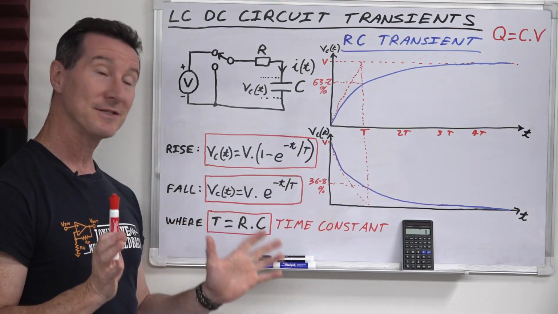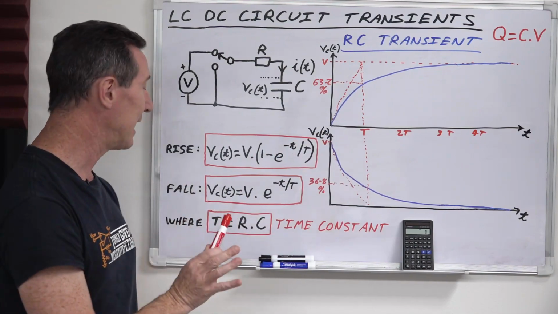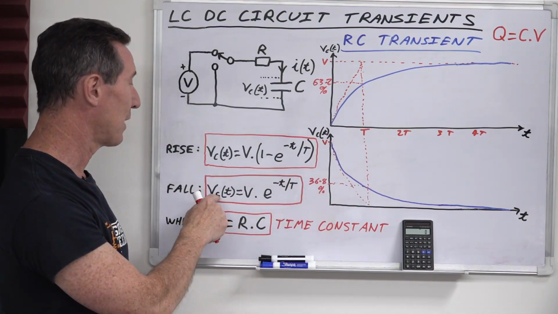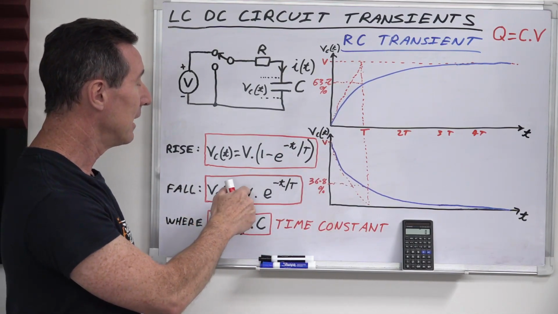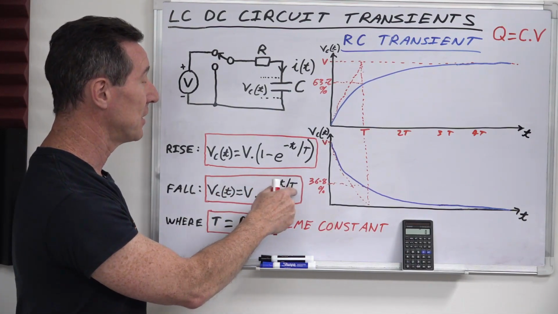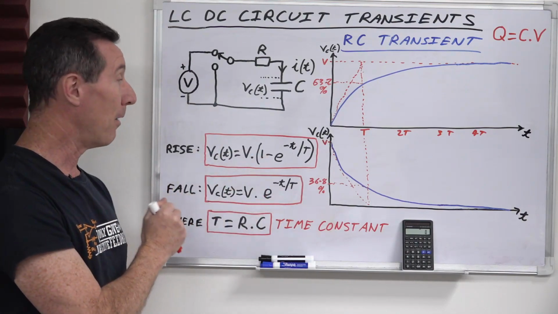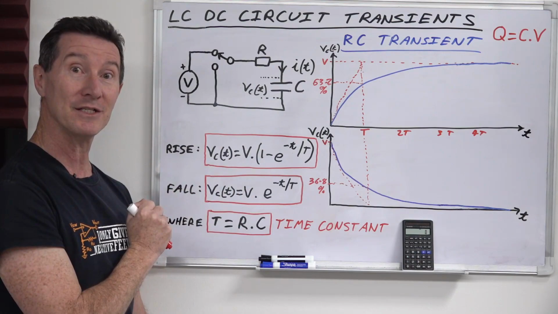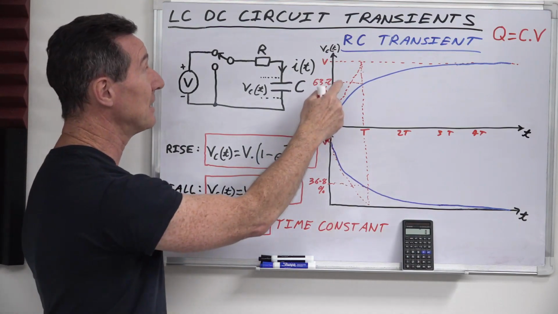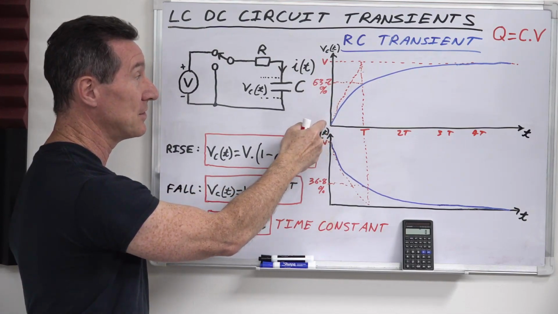And there's another formula you have to remember for the exponential decay, or exponential fall in voltage. Once again, VC(t) equals V times e to the power of negative t on T. It's exactly the same equation, except there's no 1 minus. And you can see why there's a 1 minus in there for the rise, because if you subtract 1, whoop, you start out at 0.